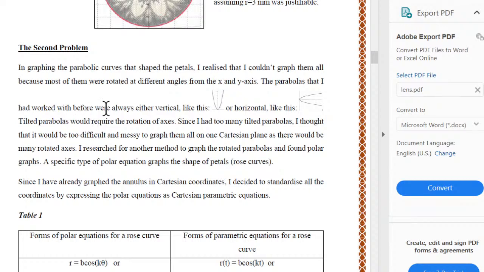I've worked with parabolas either vertical like this or horizontal like this. That's an interesting way to communicate the mathematics. Tilted parabolas require the rotation of axes. Tilted is not a technical word, but it doesn't create confusion. I thought that would be too difficult to graph them all on one Cartesian plane. Another method to graph the rotated parabolas is polar graphs. Okay, good.